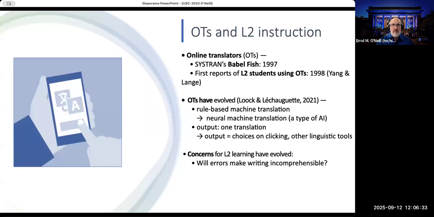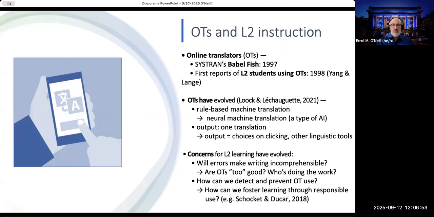Some concerns have evolved. At the beginning, the concern was that online translators would make student writing incomprehensible, but now the concern is usually, are online translators too good? Are students doing any work at all or any learning at all? And then discussions of how we can detect or prevent online translator usage. More and more people in the field are talking about how to foster learning through online translators, so how to use it to our advantage to help students with their learning.